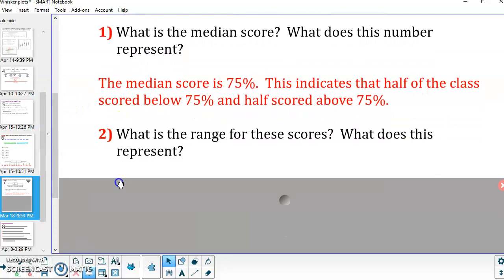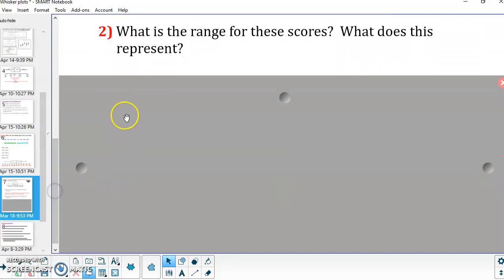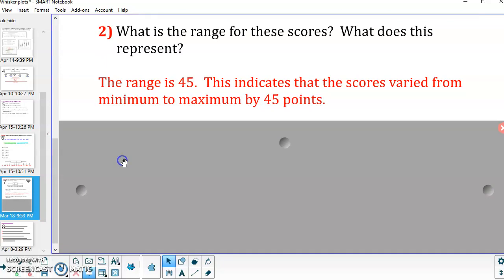The next question is, what is the range for these scores and what does this represent? So the range is going to be my maximum minus my minimum. So 45. So this indicates that the scores varied from minimum to maximum by 45 points. So it's a lot, in my opinion, right? If the highest score and the lowest score varied by 45%, that's a lot of variability there.